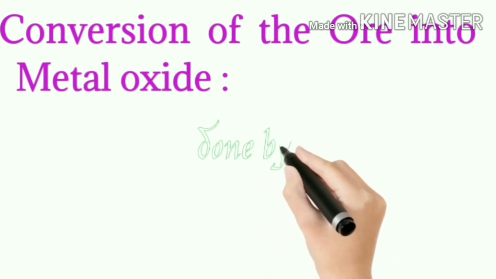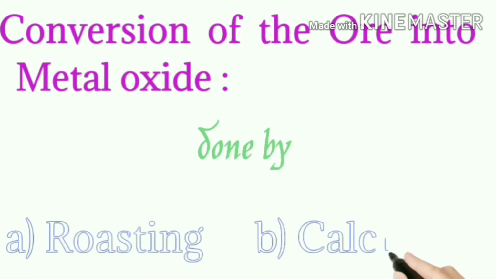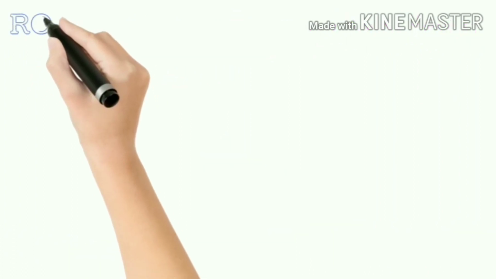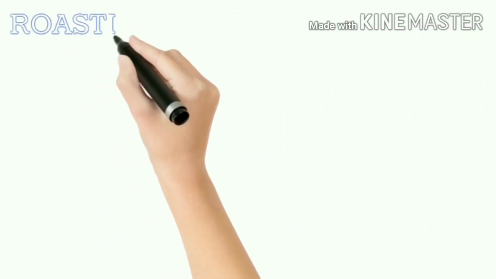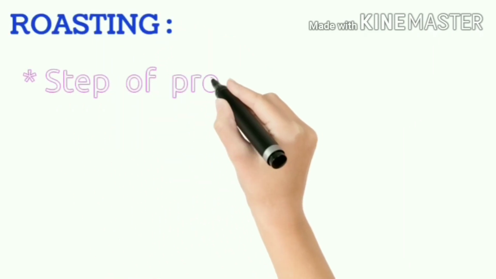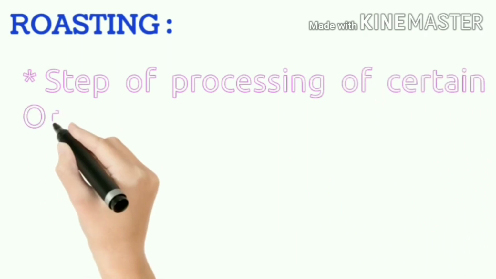The first one, conversion of the ore into metal oxide, is done by two different methods. One is roasting and the other is calcination. In this video we are going to see about roasting, for the conversion of an ore into a metal oxide.